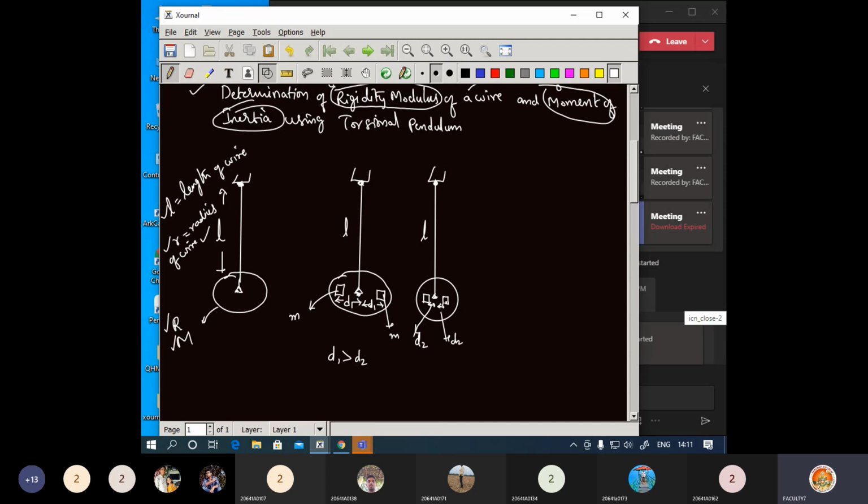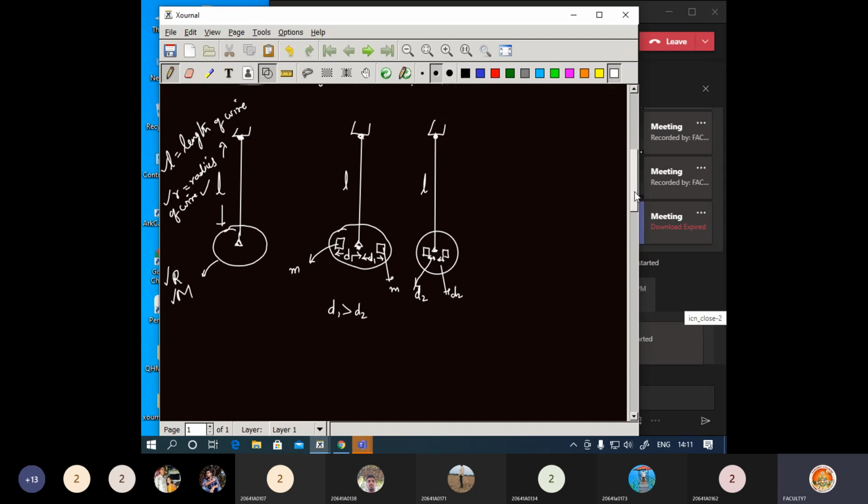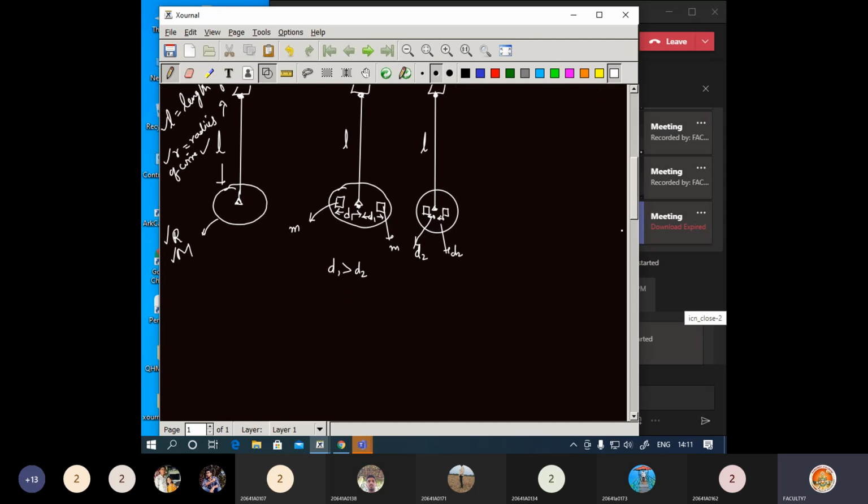So what is the third diagram here? The 2 masses are nearer to the knob, the center of the disk here. Now let us refer to the experiment. You repeat the process. You try to apply the equal and opposite forces or the torque here, so due to that the wire will get twisted.